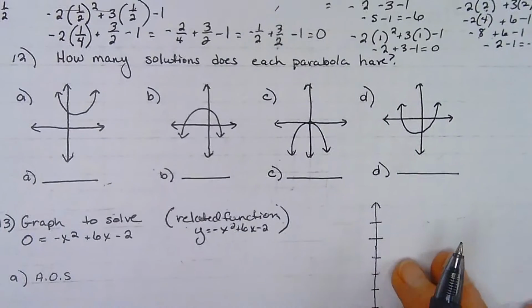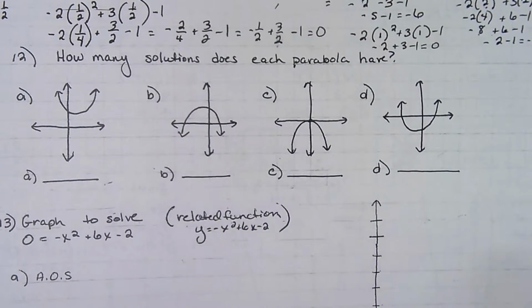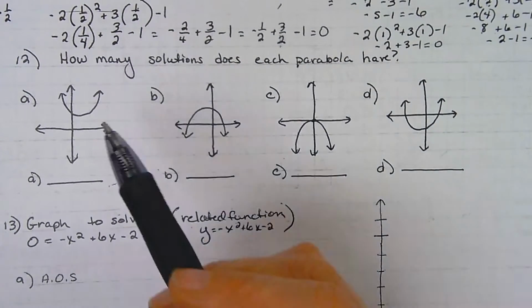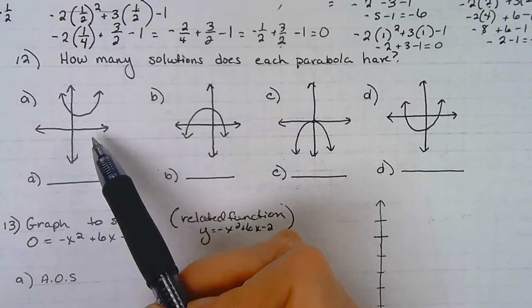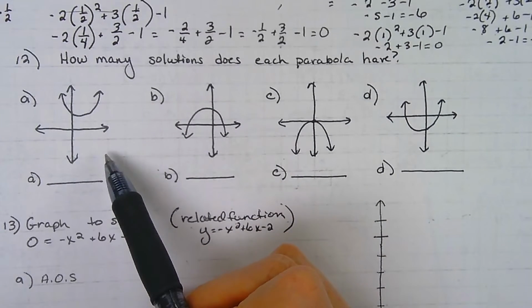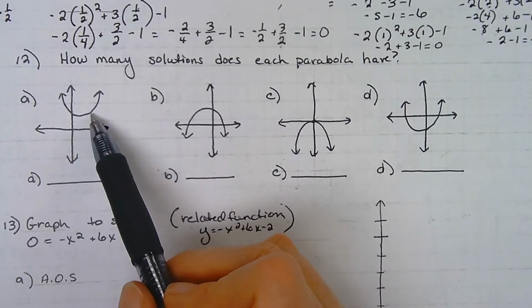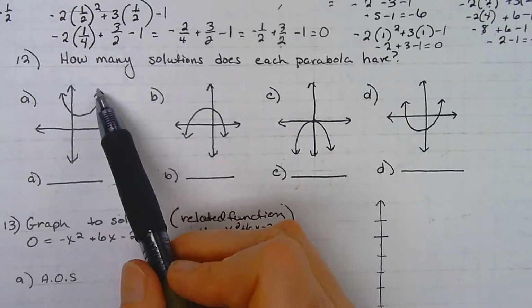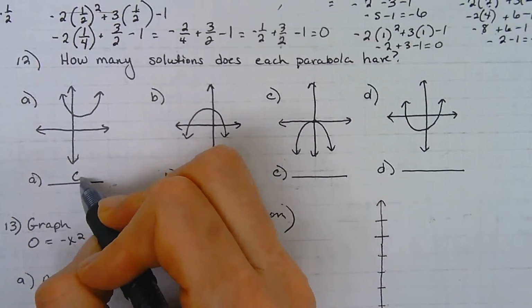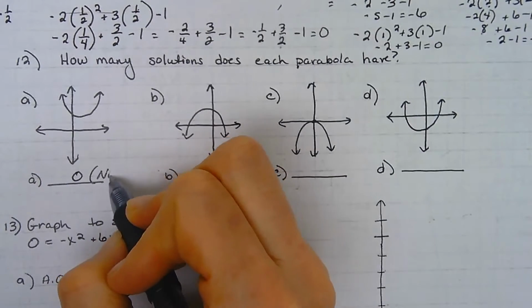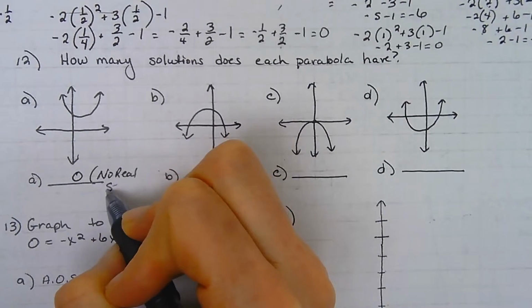For 12, how many solutions does each parabola have? Okay, let's look at the graph, and how many times does it cross the x-axis? Remember, solutions are the x-intercepts. This has no x-intercepts. It does not ever cross the x-axis, so it's 0, or no real solutions.